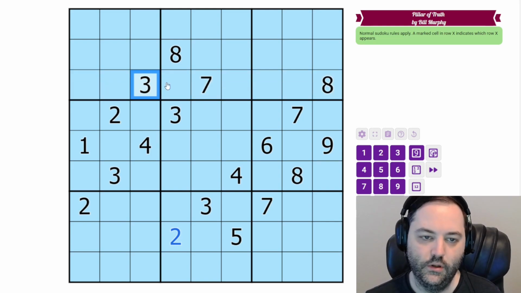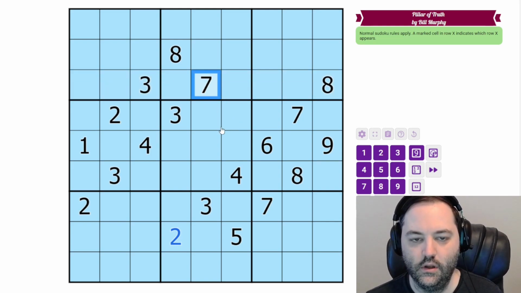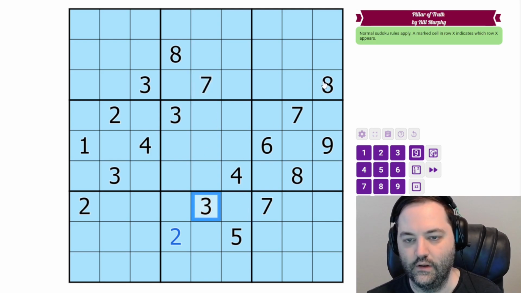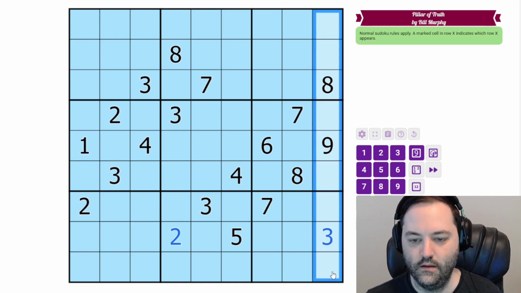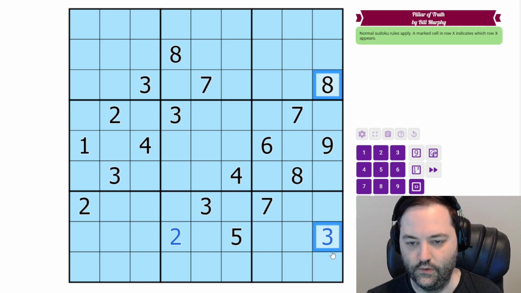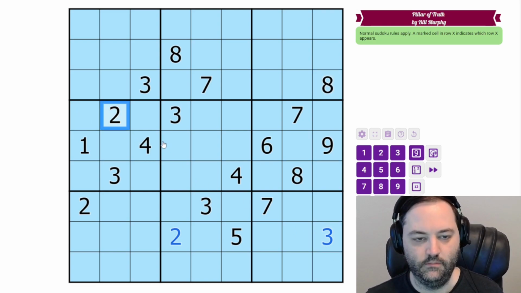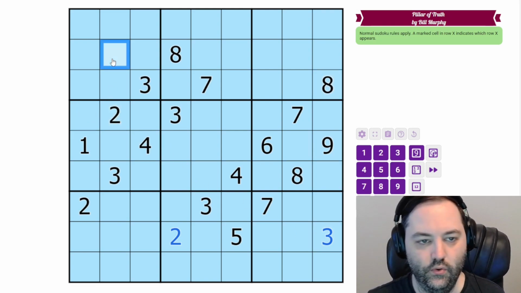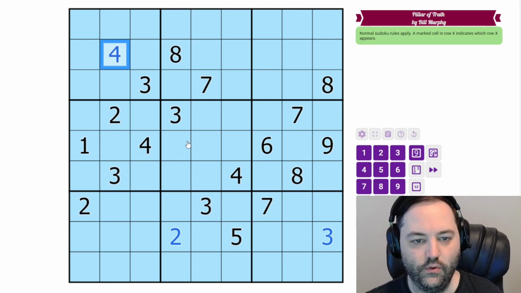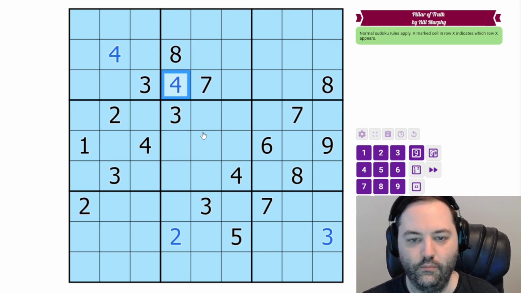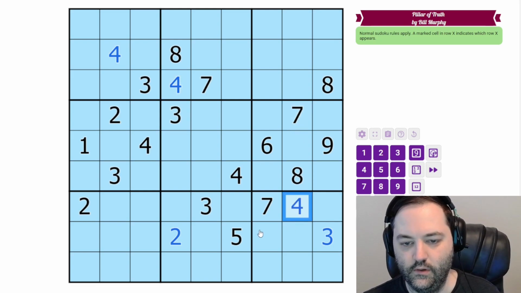3 is in row 3. That's already taken care of. We have a 7, which tells us 3 is in row 7. That's also already taken care of. But this 8 gives us a 3 in row 8 in this column. So these are in the same column. Row 4, the 2 gives a 4 in row 2. The 3 gives a 4 in row 3. And the 7 gives a 4 in row 7.